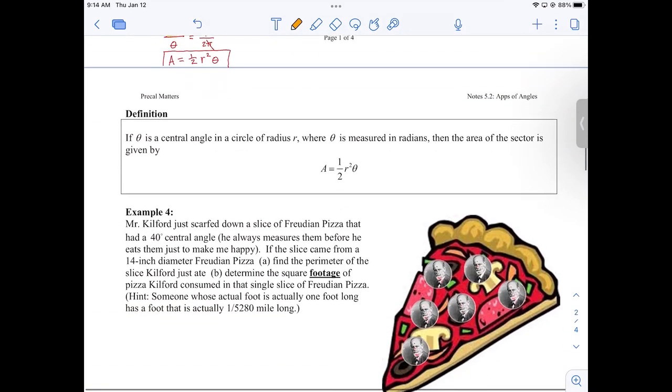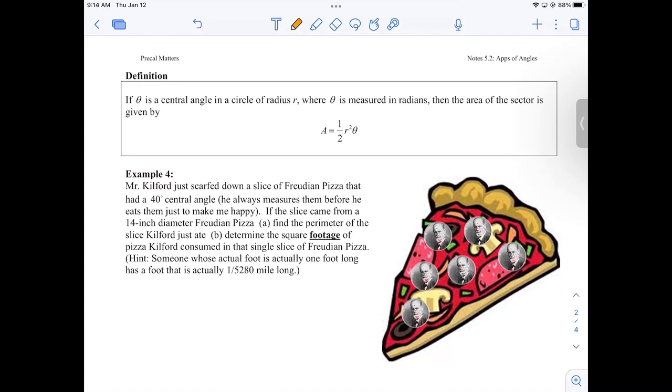Now let's do it down here as well. Mr. Kilford just scarfed down a piece of Freudian pizza that had a central angle of 40 degrees. And I know that because he always measures them for me.